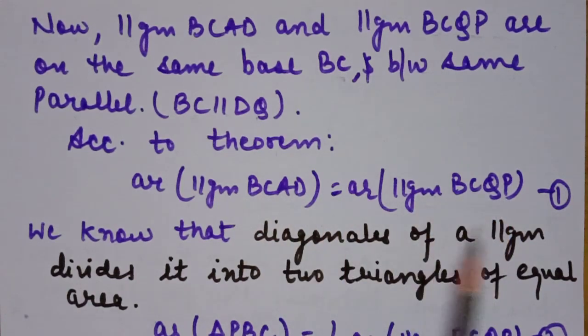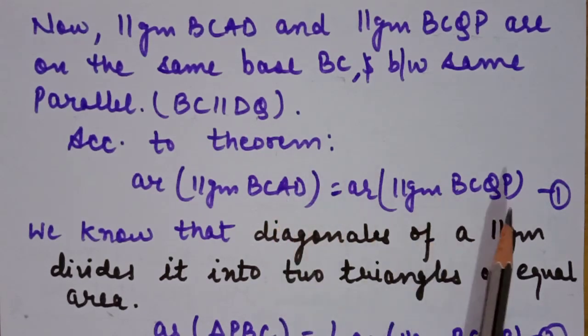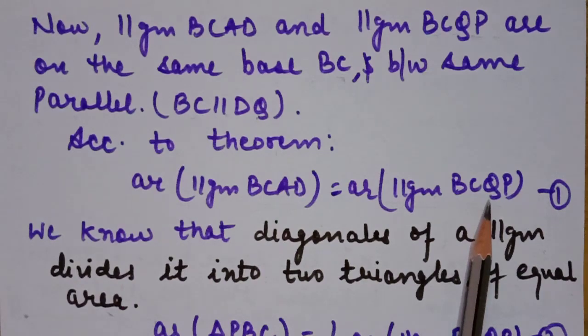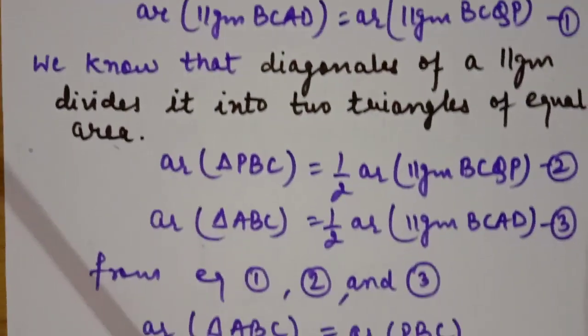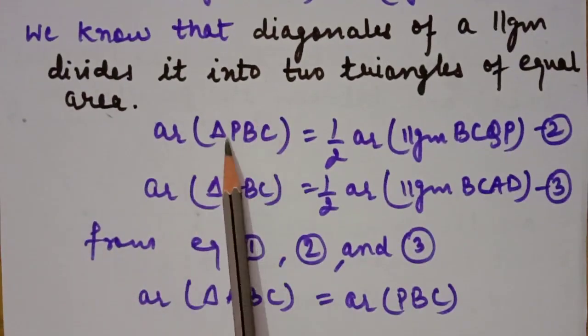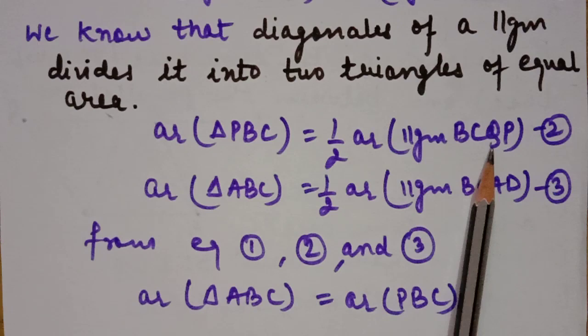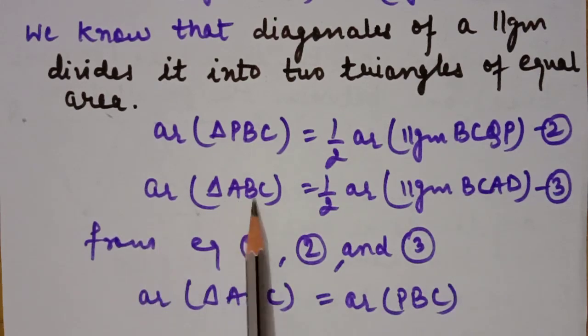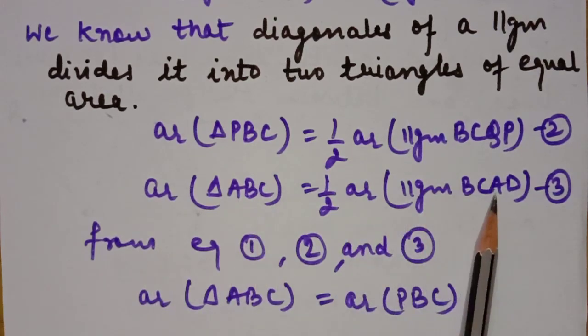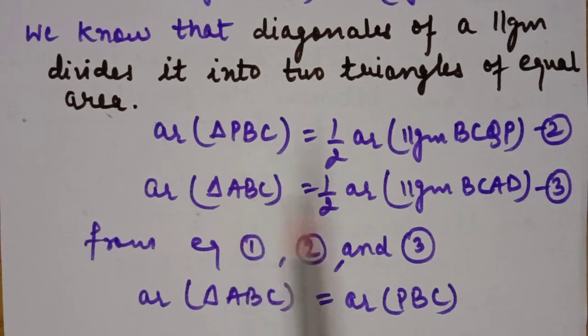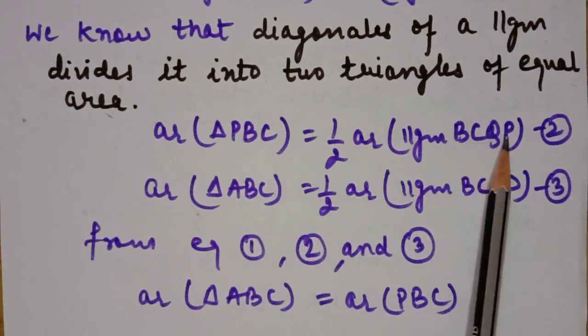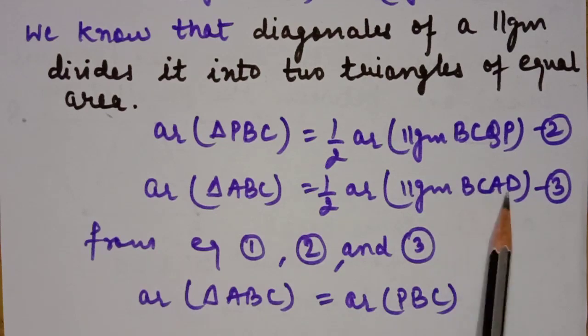We know that the diagonal of a parallelogram divides it into two triangles of equal area. We know it very well. It means this parallelogram is also divided by a diagonal into two equal areas and this parallelogram is also divided by a diagonal into two equal areas. So students, area of triangle PBC is equal to half of the parallelogram. Area of triangle ABC is also equal to half of the parallelogram. In which parallelogram are they present? PBC is present in PCQB and ABC is present in BCAD.